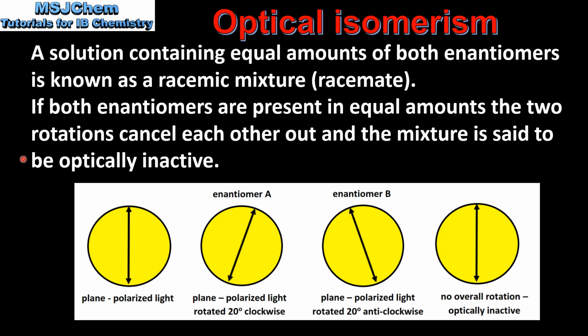So once again we have enantiomer A and enantiomer B, which rotate the plane of plane polarized light in equal amounts but in opposite directions. If we have equal amounts of both enantiomers in a mixture, the two rotations cancel out, which results in no overall rotation. Therefore, the mixture is optically inactive, which means it has no effect on plane polarized light.